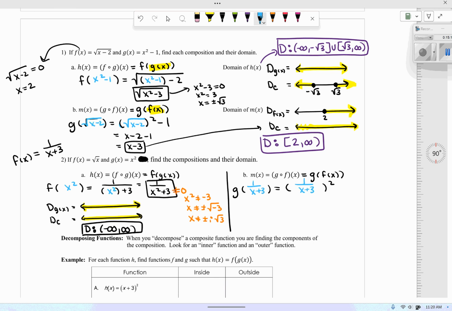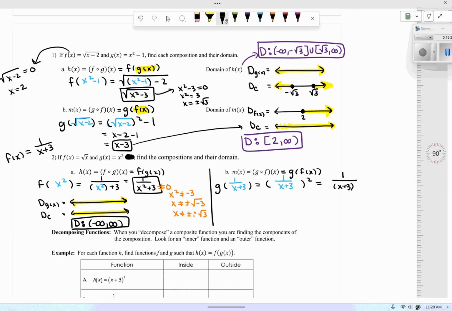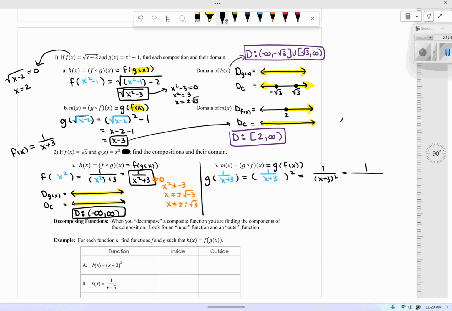Okay. So for this, that means if we simplify, we get 1 squared in the numerator, which is just 1, over x plus 3 squared in the denominator. So then if we FOIL that out to simplify, it means no parentheses, we would have x plus 3 times x plus 3, which gives us x squared plus 3x plus 3x plus 9. So when we combine like terms, x squared plus 6x plus 9. So that gives me my composition answer.